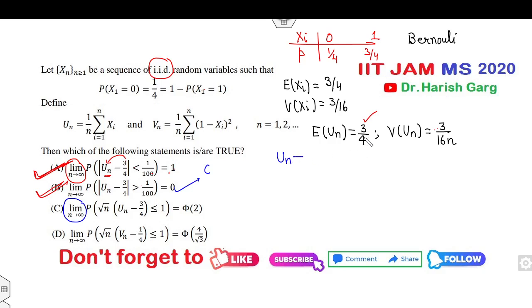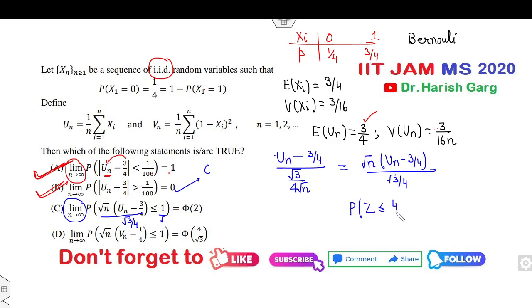So my target is Un minus the mean, divided by the standard deviation. So it's root 3 over 4 root n. So I can write this in terms of root n: find Un minus 3 over 4, divided by root 3 over 4. So I can divide both sides by root 3 over 4. The left hand side is my Z and the right hand side is 4 over root 3, which is equal to phi of 4 by root 3.